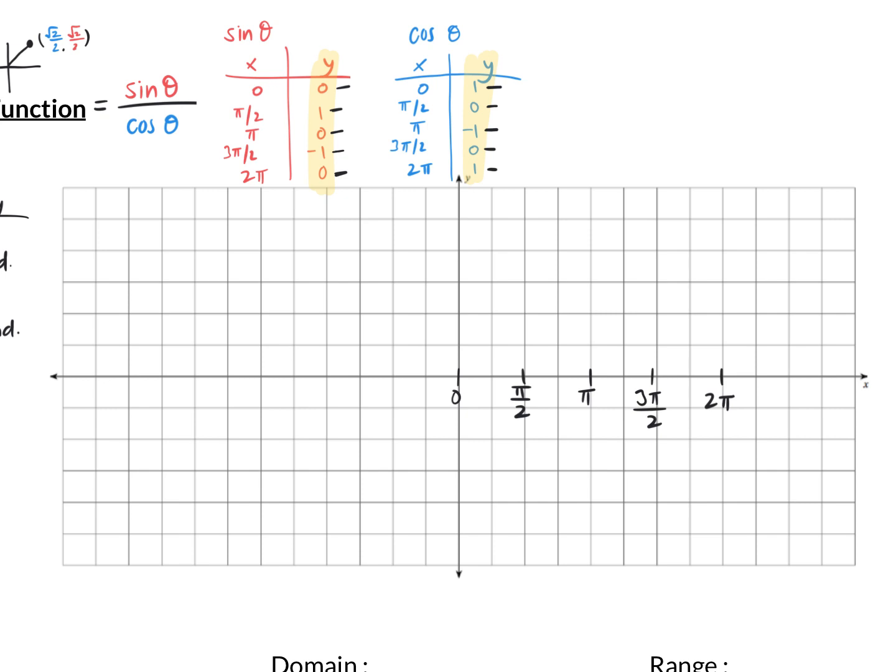Okay, let me backtrack here. I'm at pi over 2 and 3 pi over 2. Thanks for catching that. Okay, does that look better?